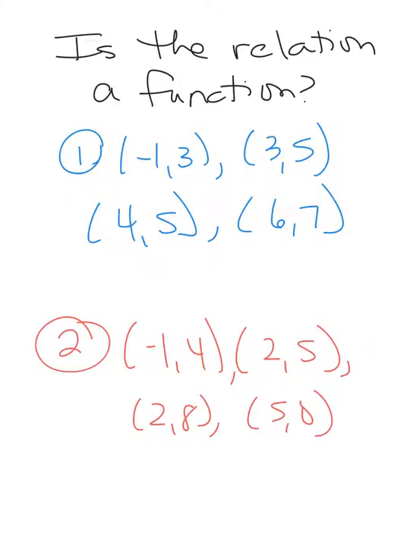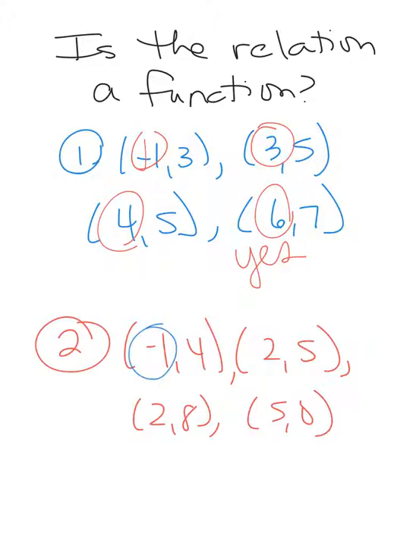We're asking the question again, this time about whether a relation is a function when looking at ordered pairs. For the first example, we're going to concentrate on my x values. So I have negative 1, I have 3, I have 4, and I have 6. Each input, or each x value, only appears once, so the answer is yes, that is a function. In the second example, however, we have negative 1, we have 2, but look, there's a 2 again as my x value. There's also a 5, but my 2 appears twice, so no, this is not a function.